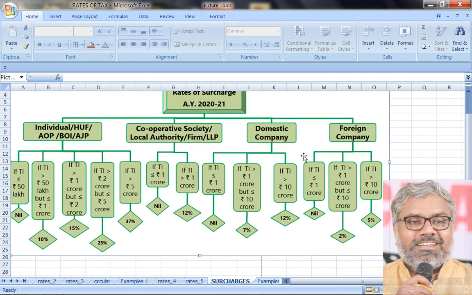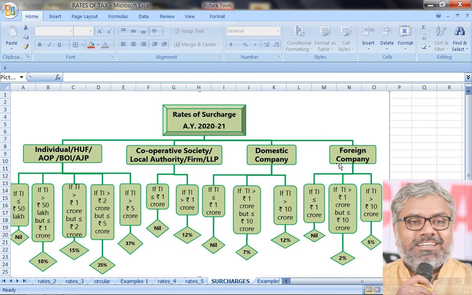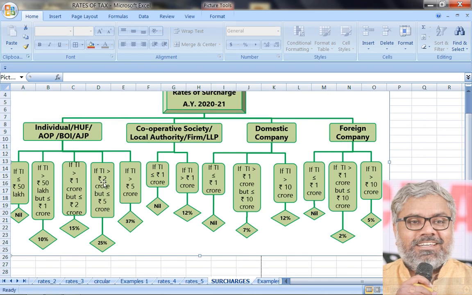See how many things are there. All this table is going to be very important, particularly for MCQ purposes. And not only that, for the next discussion of marginal relief, we should know surcharges, because marginal relief is applicable only in cases where surcharge is applicable. So for that purpose also, everybody has to be very thorough with this table.